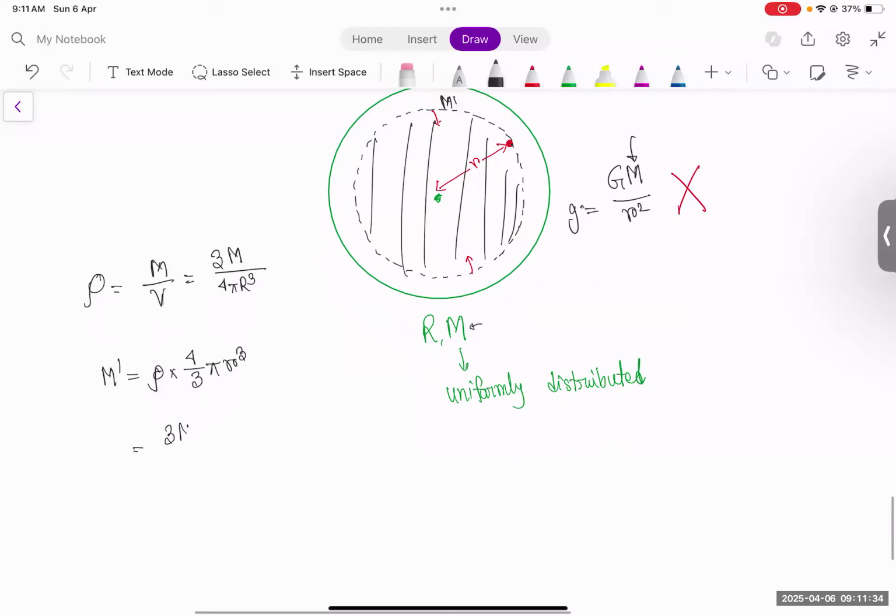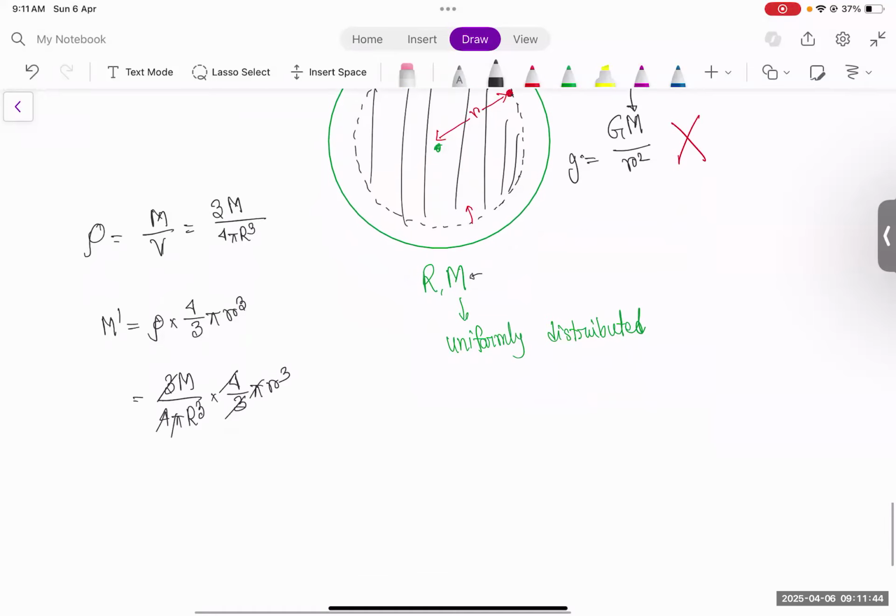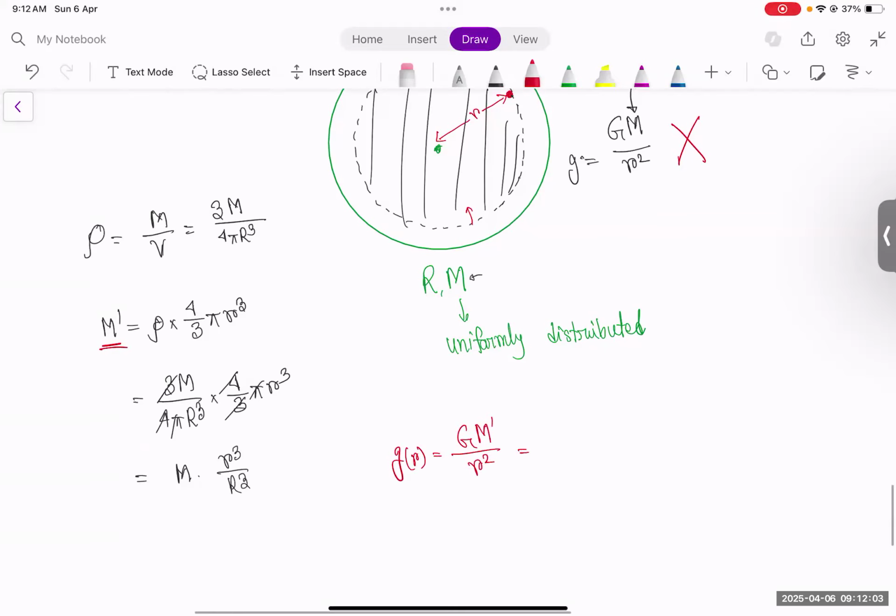Plug this back in, you have 3M divided by 4 pi R cubed times 4 by 3 pi r cubed. The 4, pi and 3 cancel. You are left with M times r cubed divided by R cubed. So this is my new mass. So my new field will be G M prime divided by r squared. Let's substitute M prime. You have G M r cubed divided by R cubed times r squared.